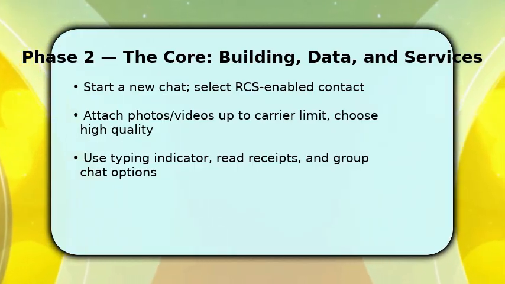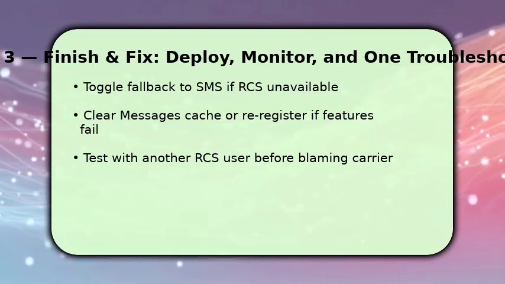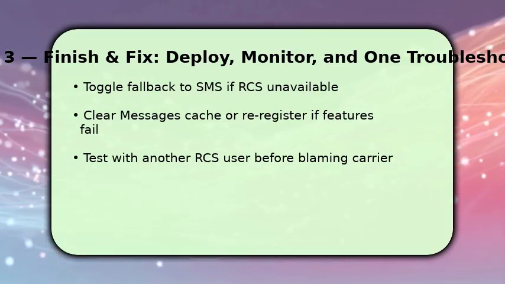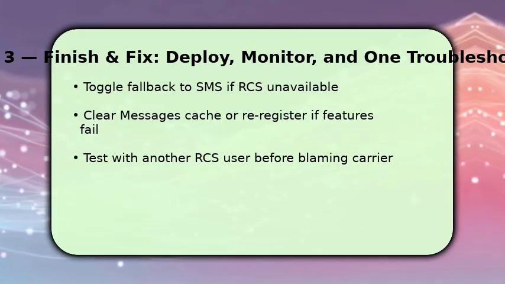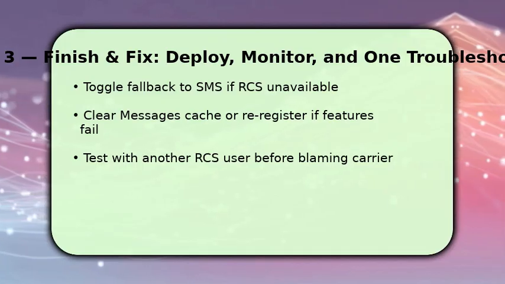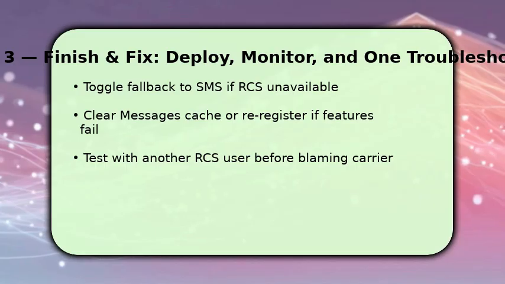You finish by adjusting advanced settings and preparing troubleshooting steps. First, enable fallback to SMS so messages send when RCS drops. This prevents delivery gaps. If features stop working, clear the messages cache and re-register your phone number. This often fixes registration errors.